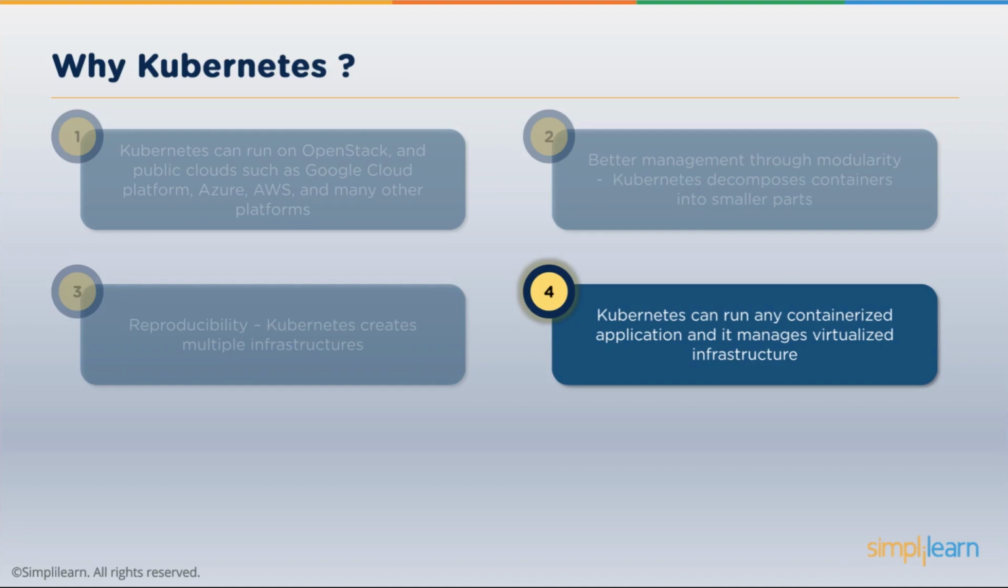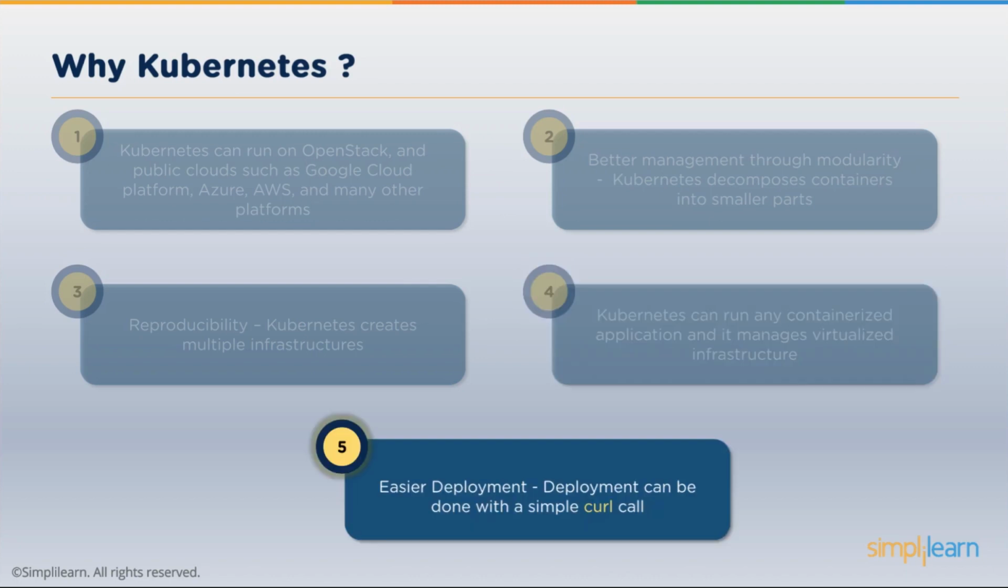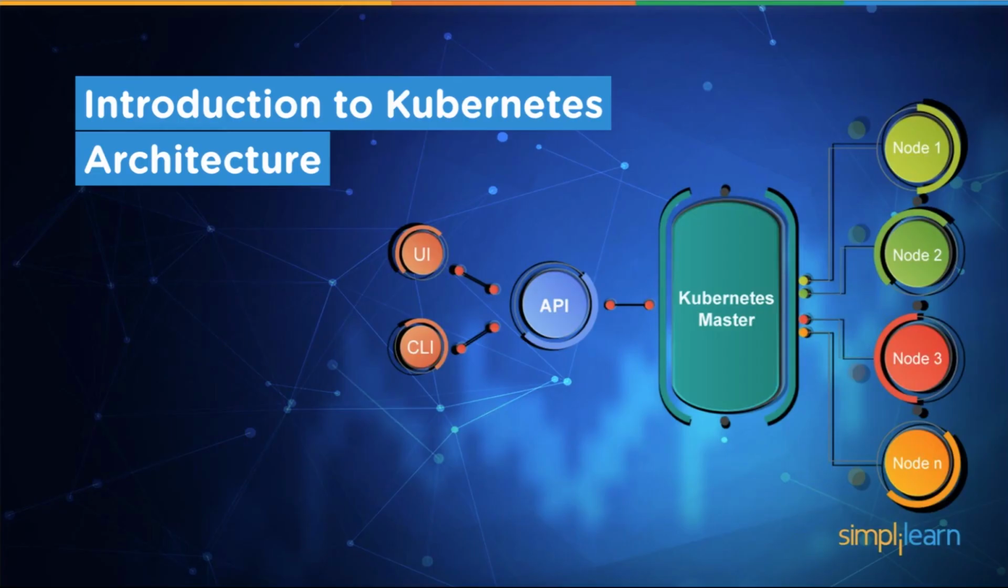And again, we keep talking about containers, but that's really what Kubernetes is all about: managing your applications that run in containers and doing that in a virtualized infrastructure. The thing that's also really good with Kubernetes is it's really easy to deploy solutions. You just have to use a simple curl call and you can push out your Kubernetes infrastructure. So let's have an overview of the Kubernetes architecture.